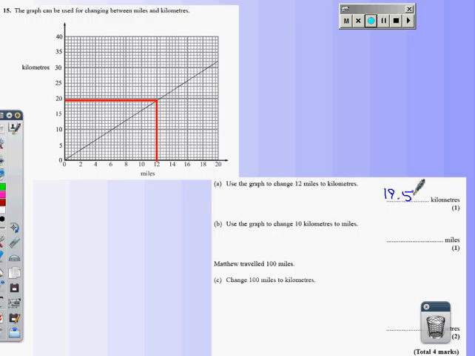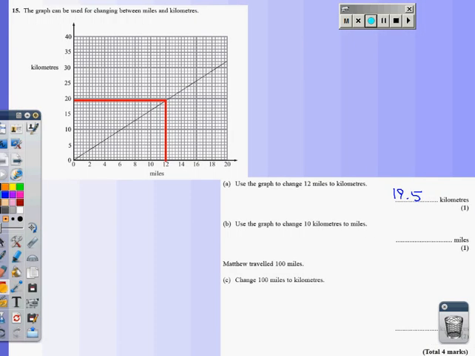Okay. Now we're going to change 10 kilometers back to miles. So let's find 10 kilometers. Scroll across to here. And then straight down. Now it's just over 6.